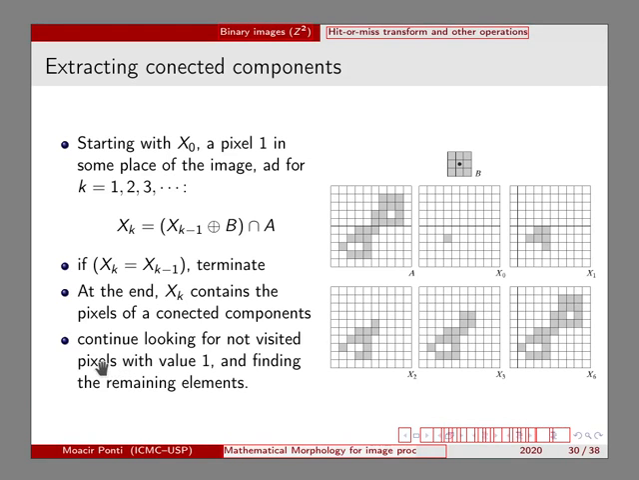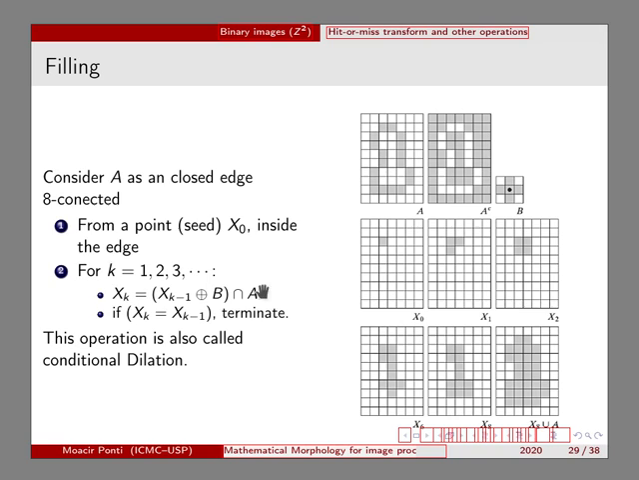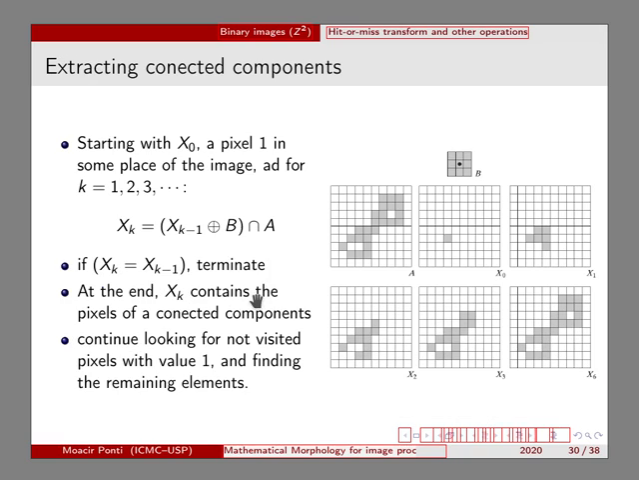We can also use the same idea to extract connected components. In this case, note that we are using something similar, but we are not using the complement of A, because we want to actually extract the pixels that compose that object in total. So we do that by taking the intersection with the actual object.